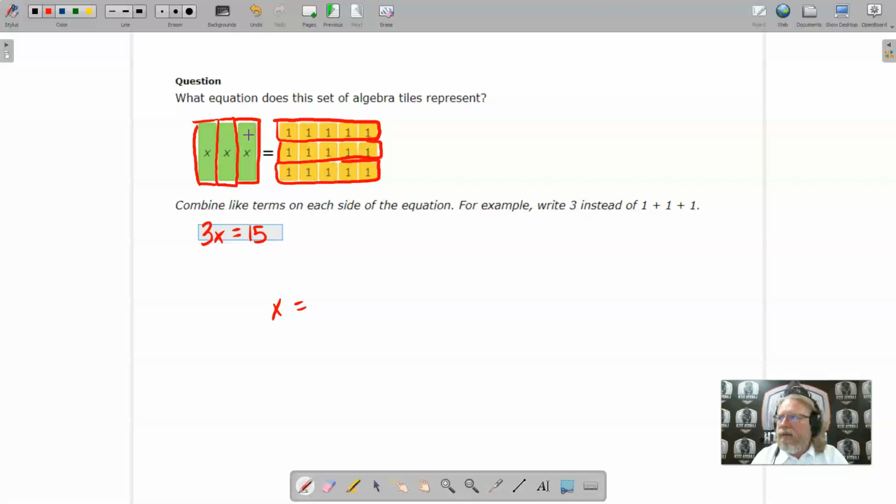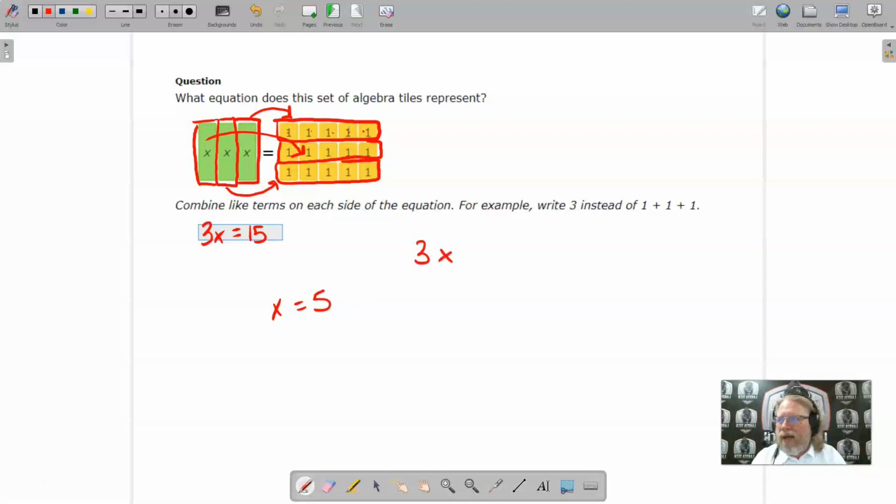And now we can see what 1x equals. Each one of these x's could be assigned to a set that's been divided equally. So we divided the left equally by 3. We're going to divide everything on the right equally by 3. And we end up with 1, 2, 3, 4, 5. x equals 5.